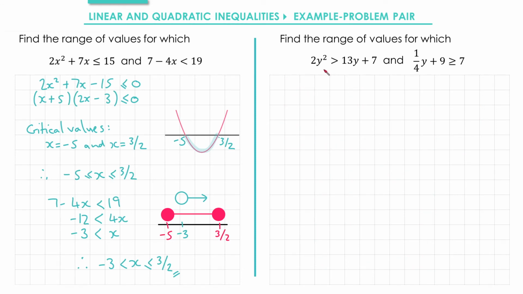We'll begin by solving the quadratic inequality. I want to make the right hand side 0. So I've got 2y squared. I need to subtract 13y from both sides. So I've got minus 13y. And I need to subtract 7 from both sides. This will factorise. We get y minus 7 and 2y plus 1.